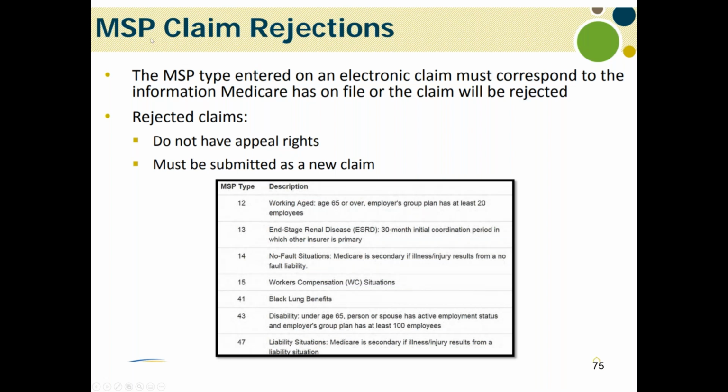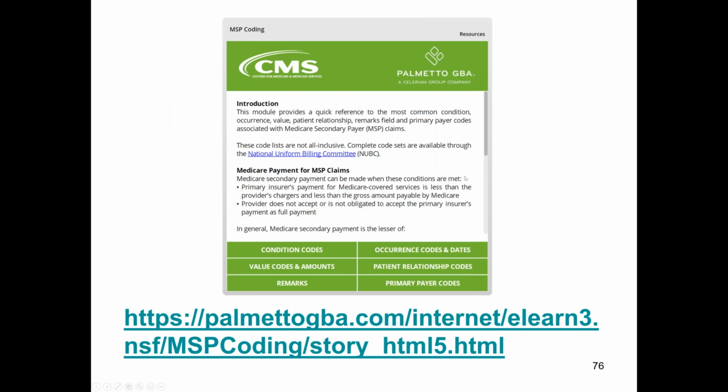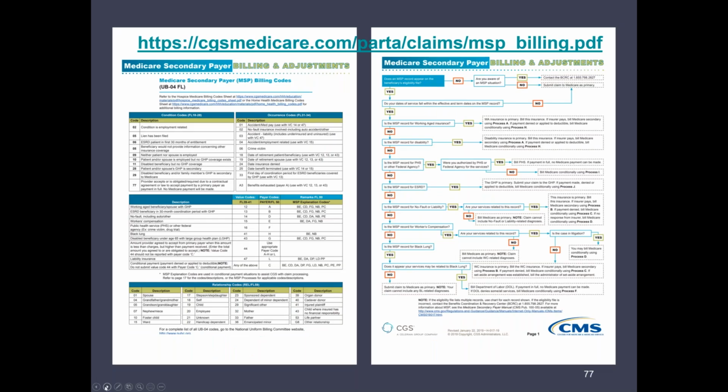Here are some of the typical Medicare secondary claim rejections, and some of the reasons why a lot of claims are rejected. I think this is probably in the wrong spot. It should have been where we had the billing issues. But here are some of the things that Palmetto published this last year on claims being rejected. Then here is something where Palmetto has an explanation of condition codes, value codes, remarks, occurrence codes, all of that. I would definitely take some time to go through this module on Medicare secondary payer coding. It will be well worth your time. Also, CGS has about a 24-page booklet on how to bill Medicare secondary payer.